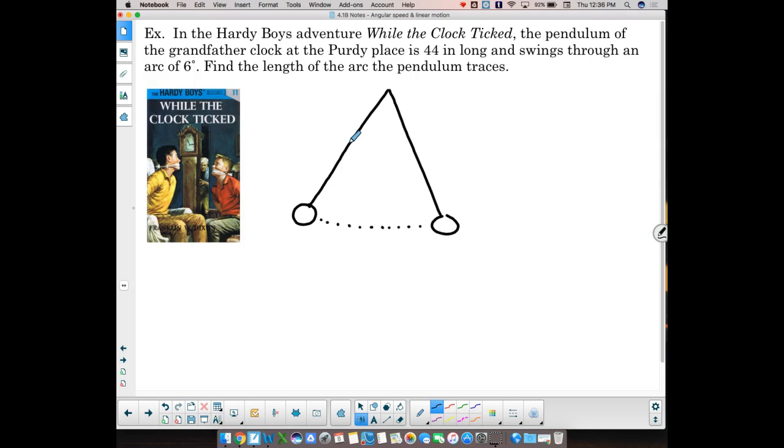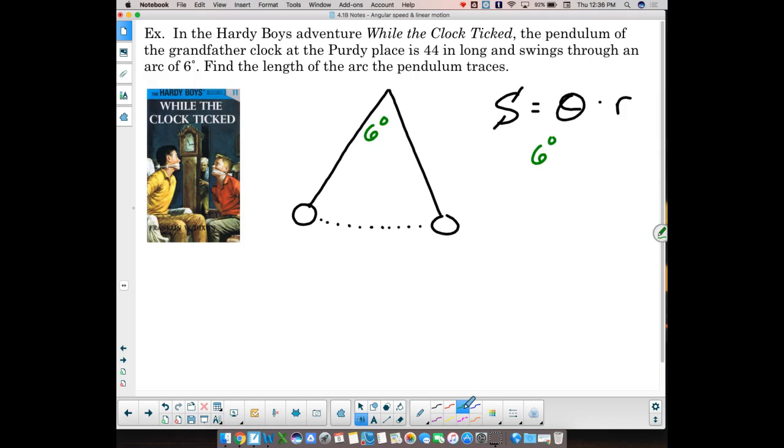So our pendulum swings across an arc that is cut by a central angle of 6 degrees. Yes'm? Our formula that we have for arc length is S equals theta times R. What's the kicker about said formula? Theta has to be in radians. I don't have theta in radians. I have theta in degrees.